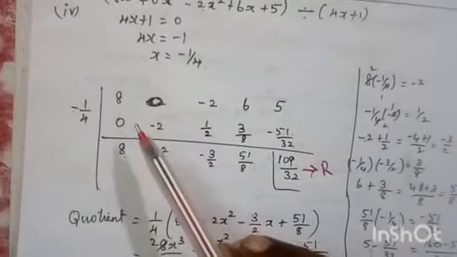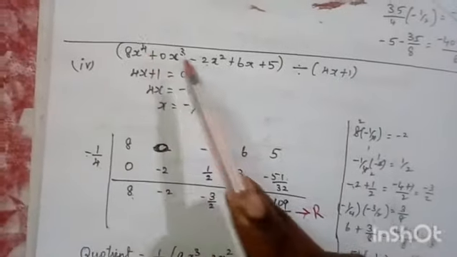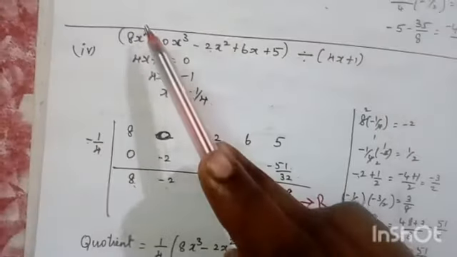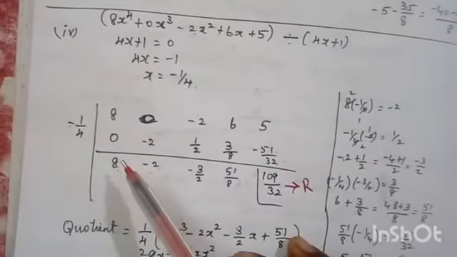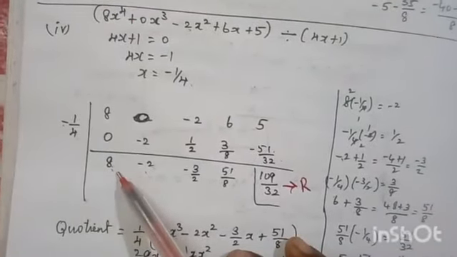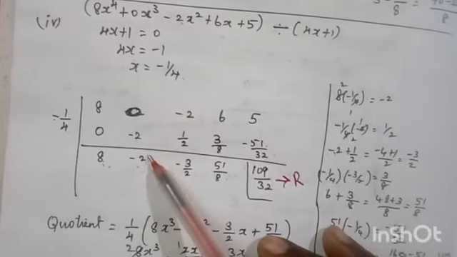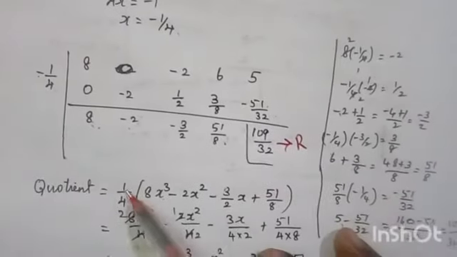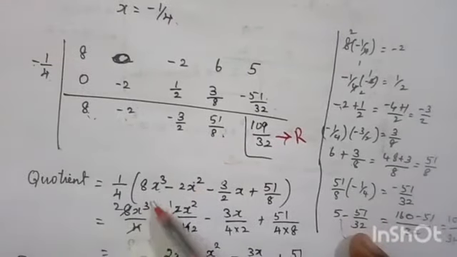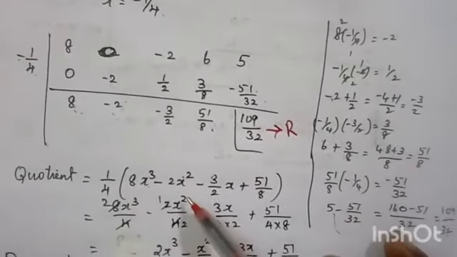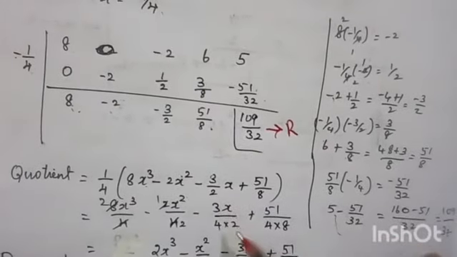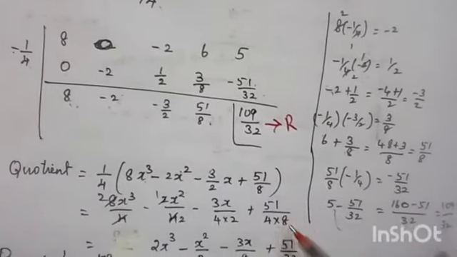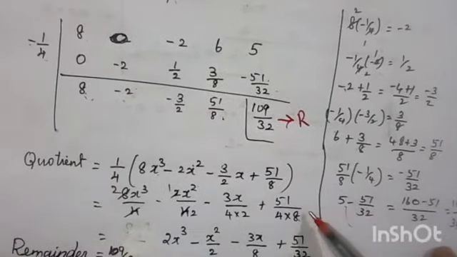In the given question it is 8x power 4, 0x cube, minus 2x square, so one term is reduced. So 8x cube minus 2x square minus 3 by 2x plus 51 by 8. Now this 1 by 4 take inside, that is 8x cube by 4 minus 2x square by 4, 3x by 4 into 2, and 51 by 4 into 8.